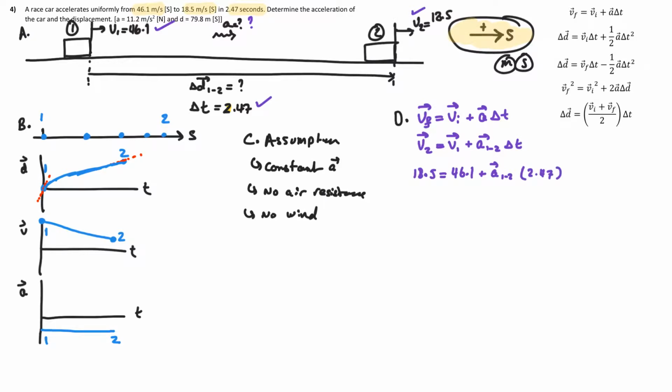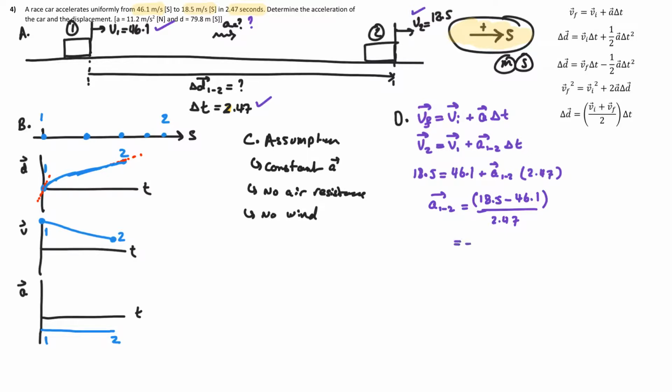Notice that what I have here, I could have just rearranged everything right away and used that. And I often do that, but sometimes for presenting it, I will plug in the numbers right away. So I'm going to rearrange now. This is going to be acceleration from 1 to 2 is equal to 18.5 minus 46.1 divided by 2.47. These are in brackets when you're putting it on your calculator.